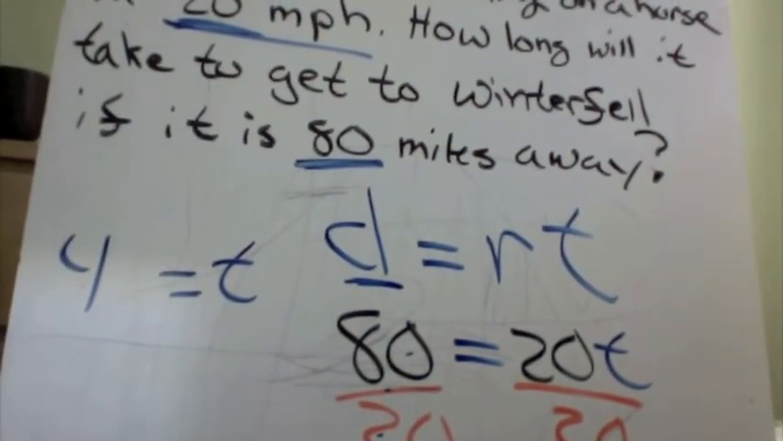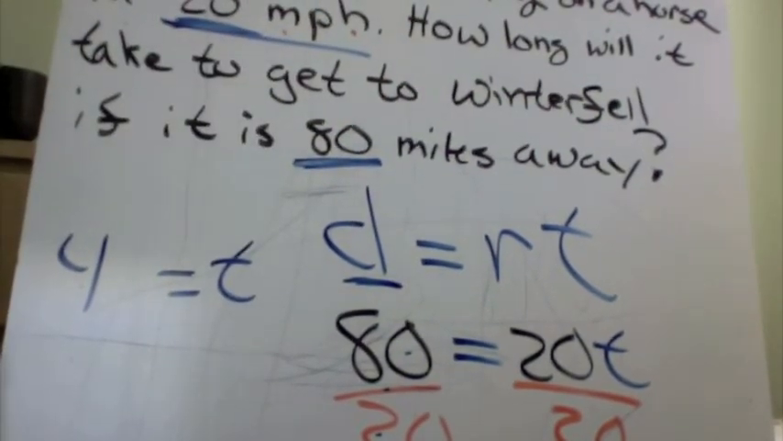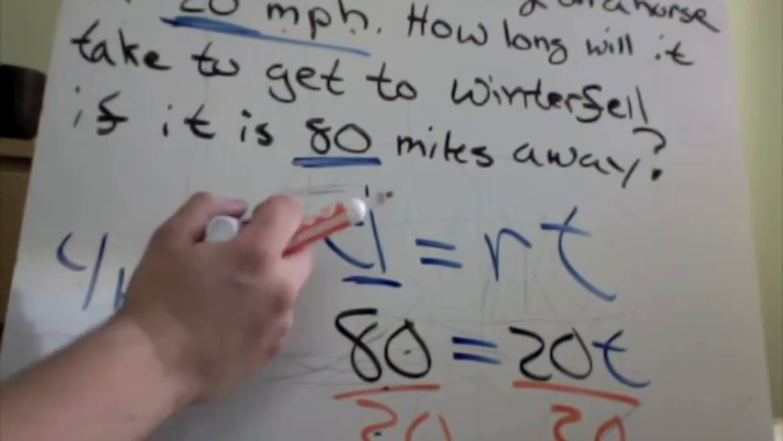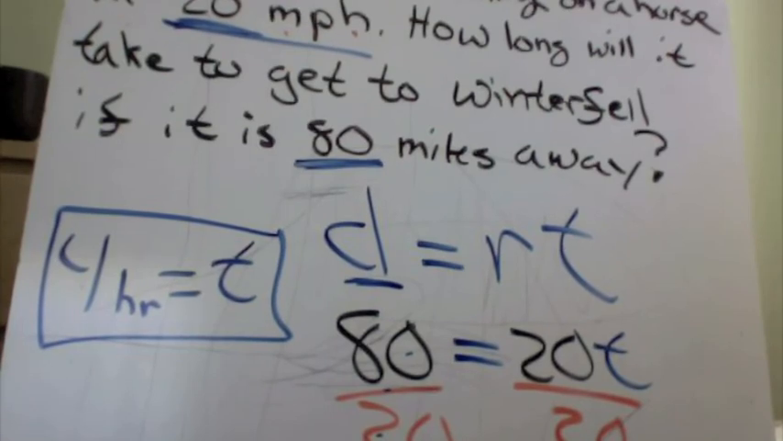And what's the unit? Well, I'm traveling at miles per hour, so the unit here is going to be hour. We'll worry about how to deal with units later. Okay, so 4 hours. That's how we use formulas.